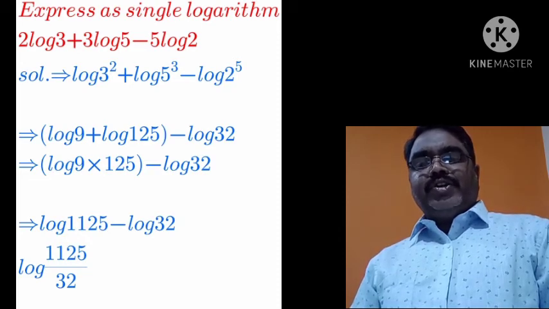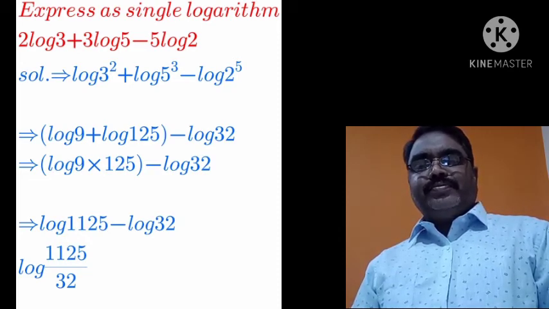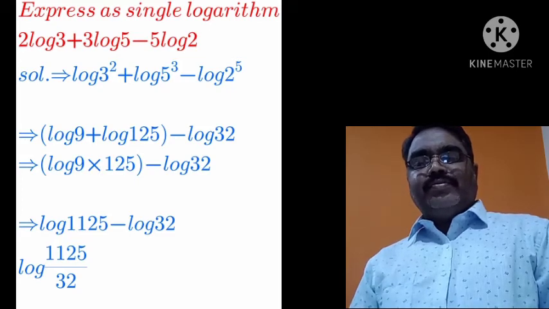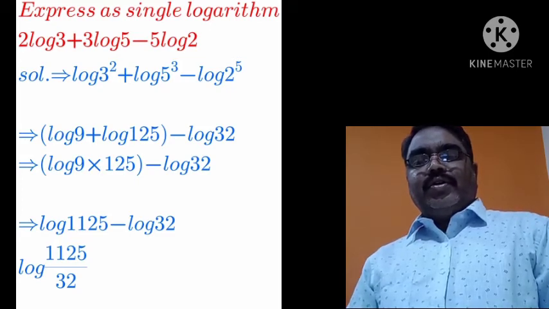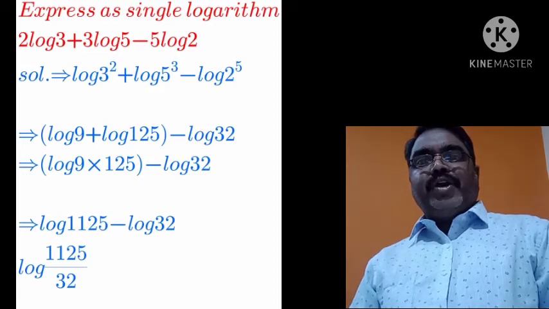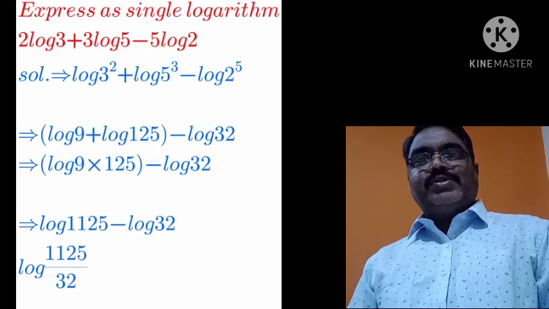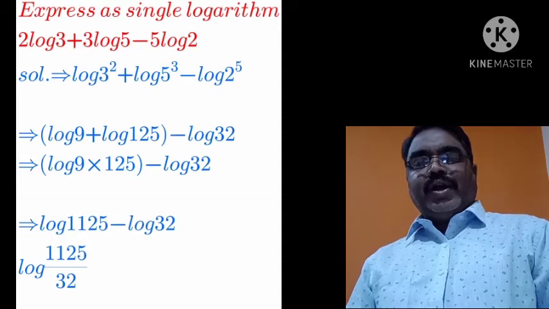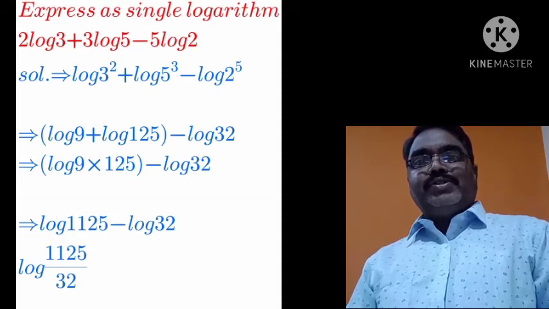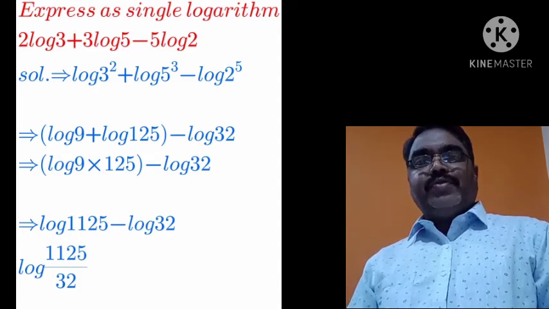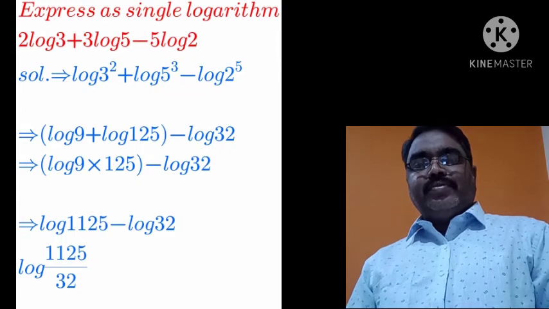By grouping the first two terms, we have noticed that they are in log a plus log b form. Now by making use of the product law, logarithm of product is equal to sum of their logarithms. This is given as log a plus log b, which is equal to log a into b. Hence, it can be written as logarithm of 9 into 125. Log a into b is equal to log a plus log b by product rule.